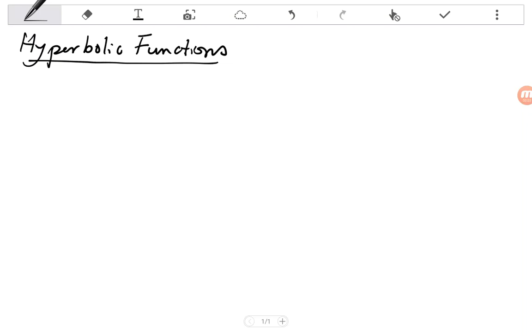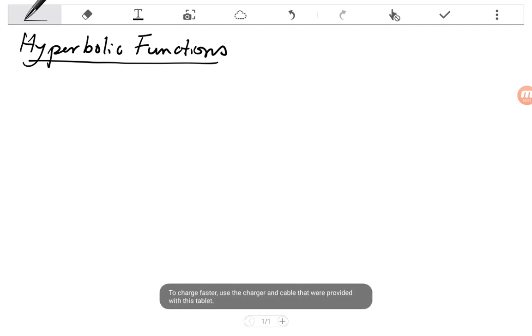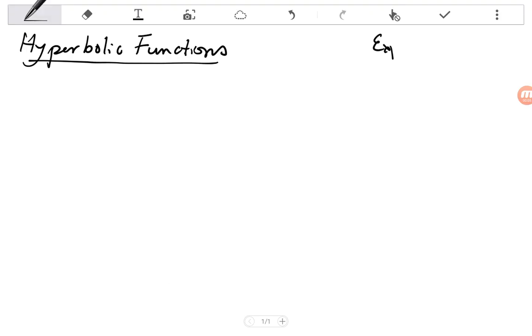Okay, in the last lecture we studied the exponential function, which was denoted e power x, and we also learned the inverse of the exponential function. What is the inverse of an exponential function? It is the logarithmic function.